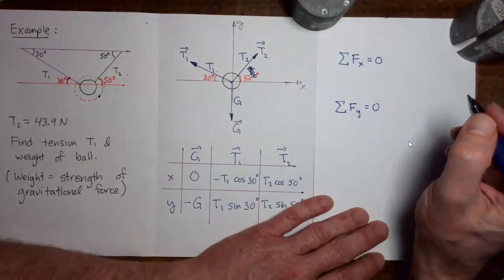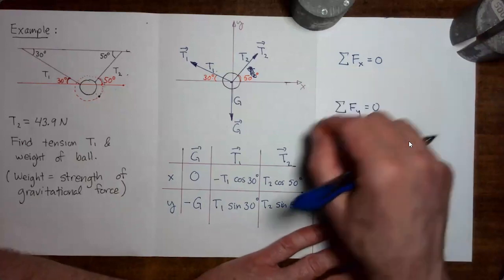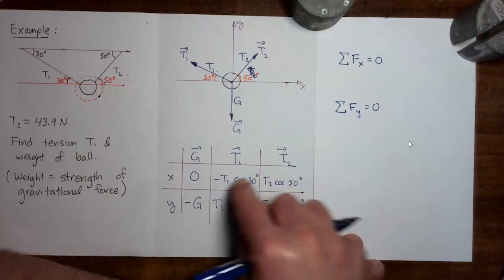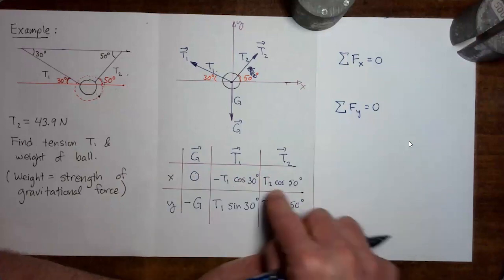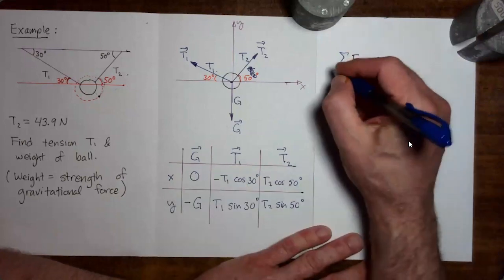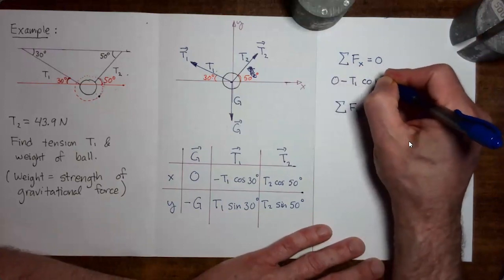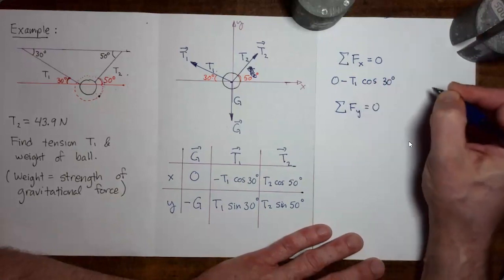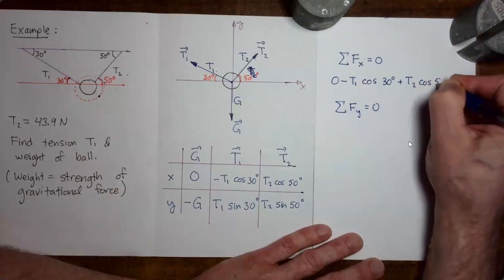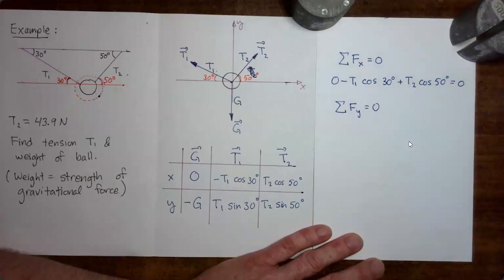Okay. So how are we going to sum all the X components of the forces to 0? Well, conveniently, we have listed out the X components of all the forces on the top row of this table. So all we have to do is add up all those elements in the top row of the table and sum them to 0. So that gives us 0 minus T1 cosine 30 plus T2 cosine 50 equals 0. So let's call this equation 1.